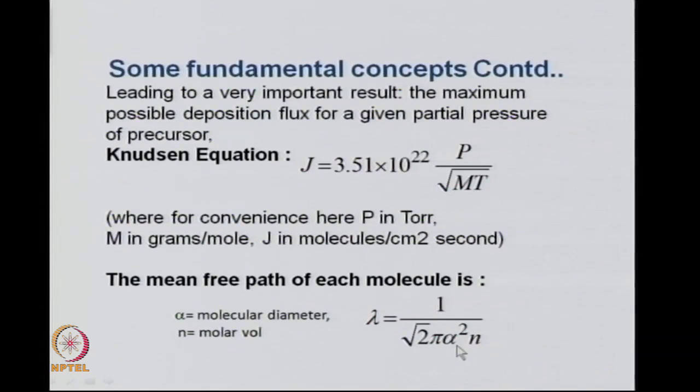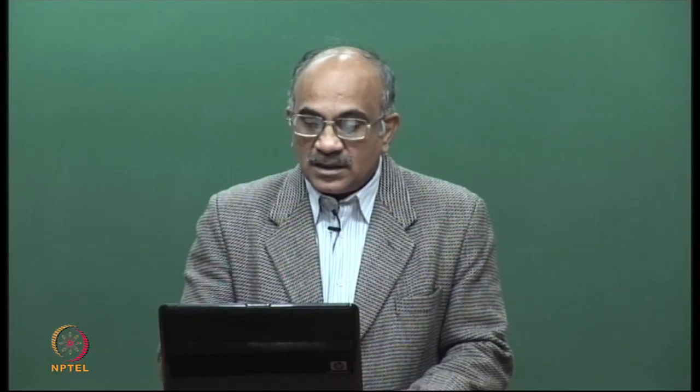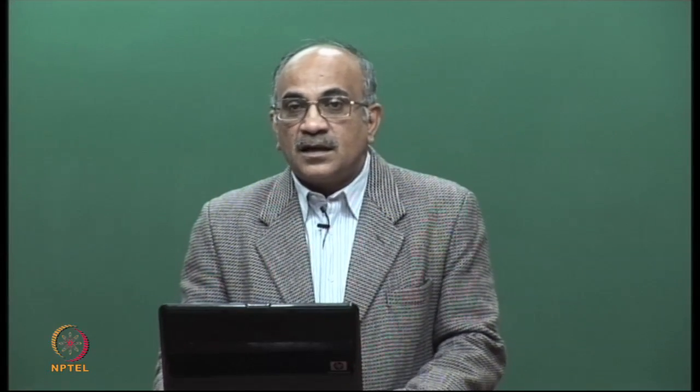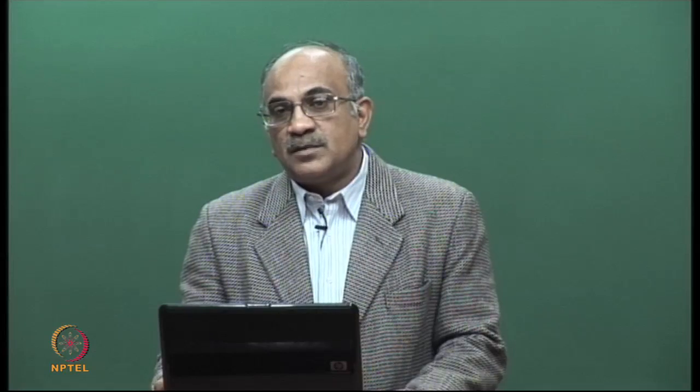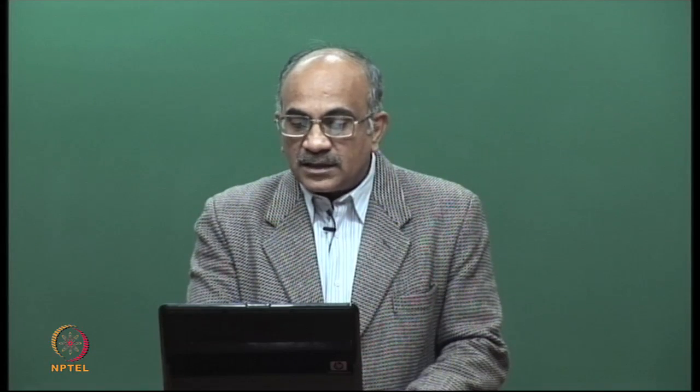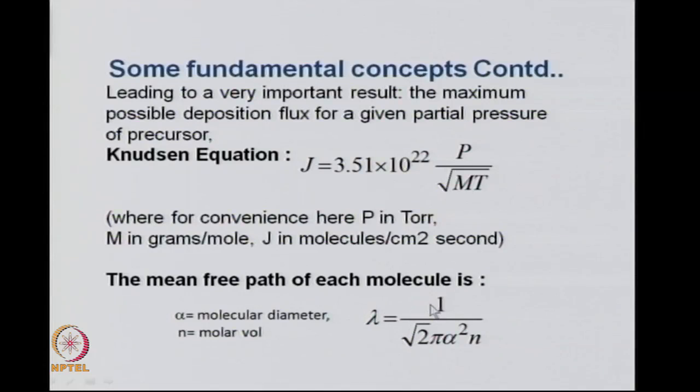So, n is the molar volume and alpha here is the molecular diameter, and the mean free path is related to it. That means the smaller the molecular diameter, so the smaller the molecule, the larger will be the mean free path. That means the molecule will be moving without collisions for much longer distances if the molecule is smaller, right. Similarly, the molecule will be moving much longer distances if the molar volume of the molecules is smaller. So, lambda, the mean free path, is inversely proportional to both the molecular diameter and the molar volume.